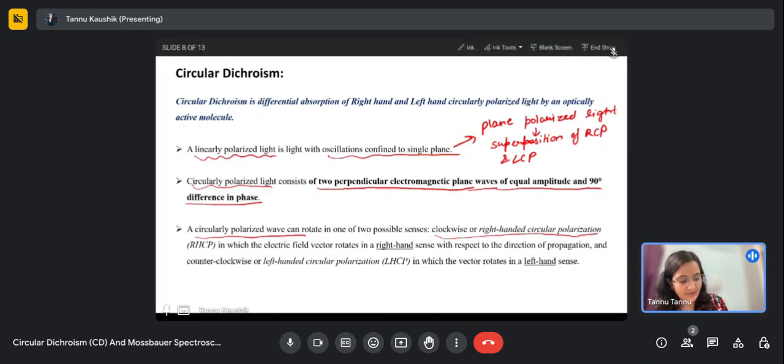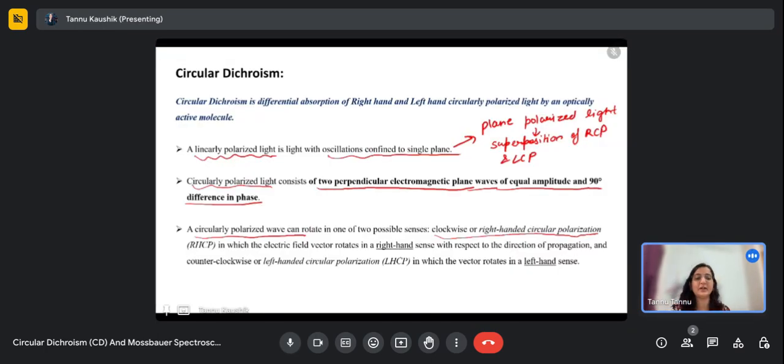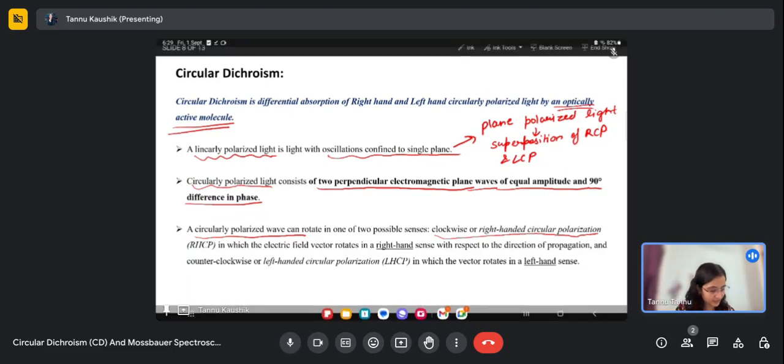And circular dichroism, which is the main highlight of today's lecture, is the differential absorption of right hand and left hand circularly polarized light by an active molecule. We have already discussed what type of molecules will be called CD active, and I will be summarizing it again today.